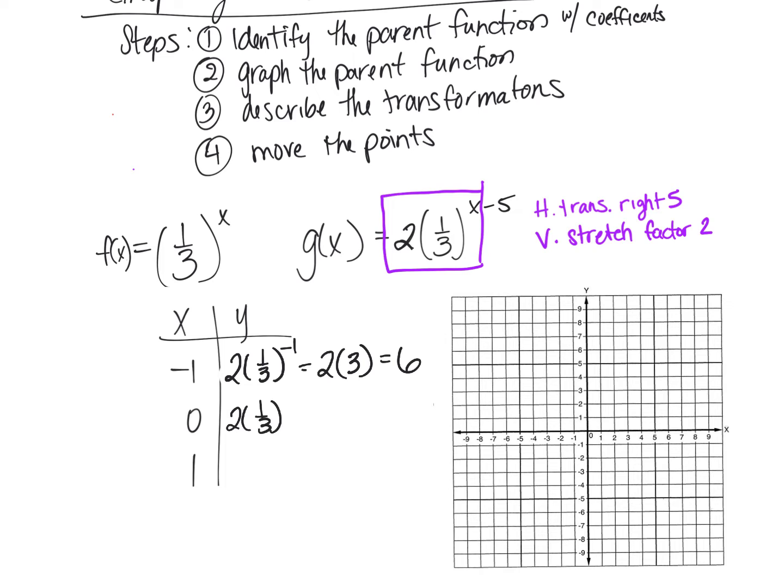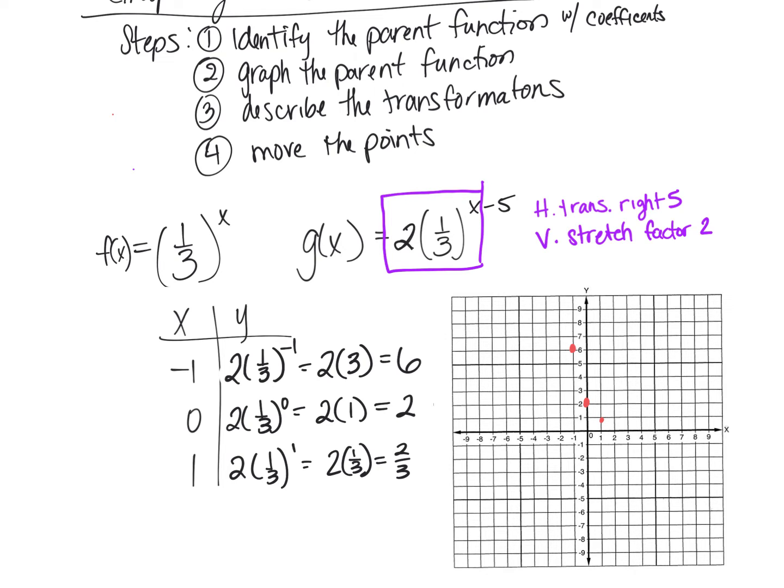2 times 1/3 to the 0 is 2 times 1, which is 2. And 2 times 1/3 to the 1 is 2 times 1/3, which is 2/3. I'm going to graph those in red. -1, 6. 0, 2. 1, 2/3.